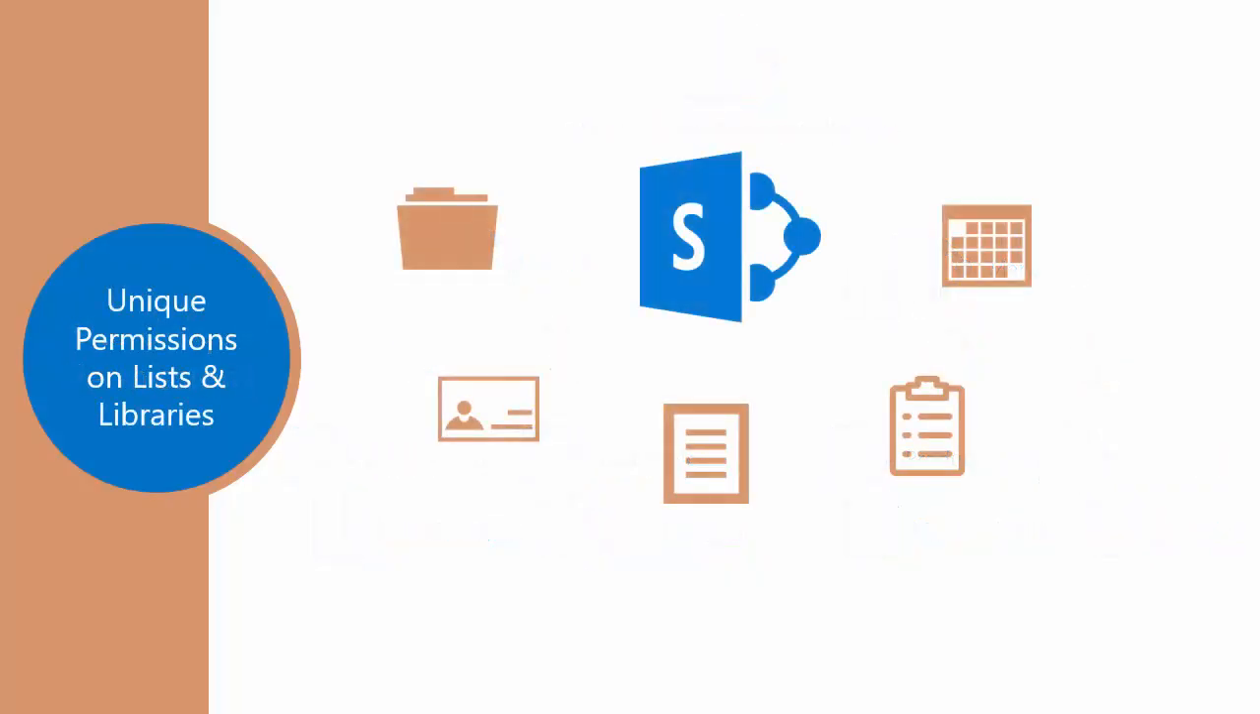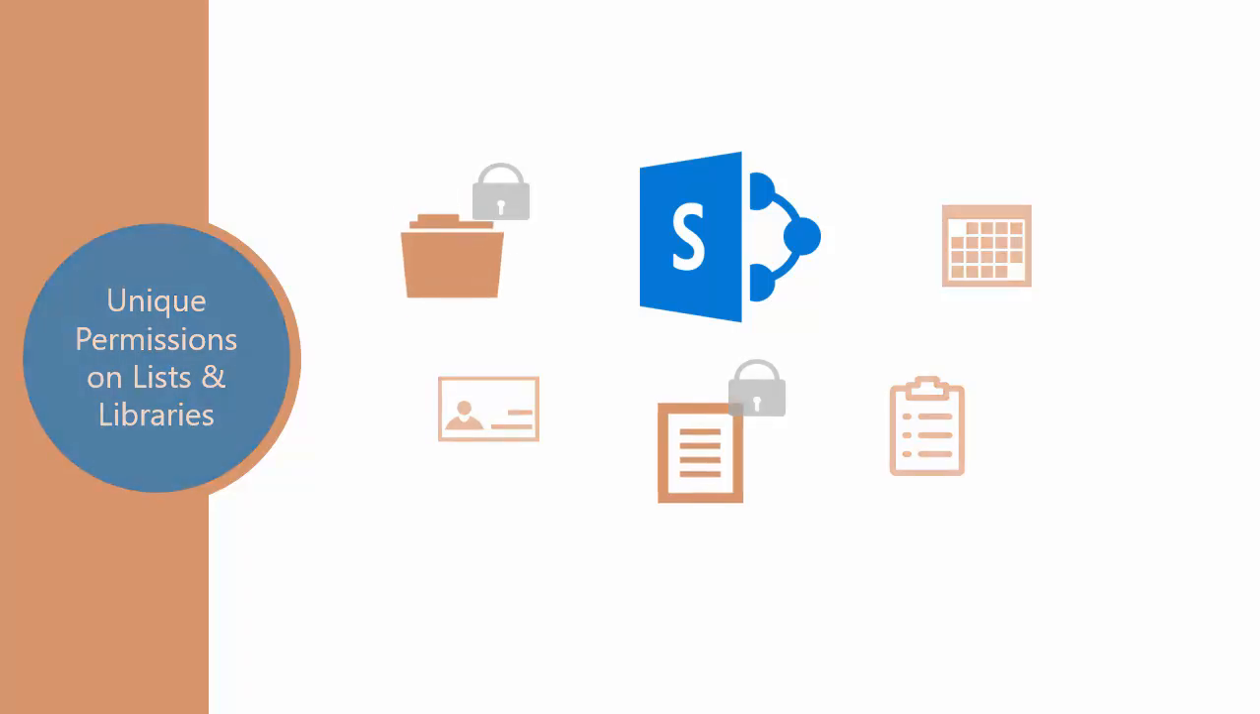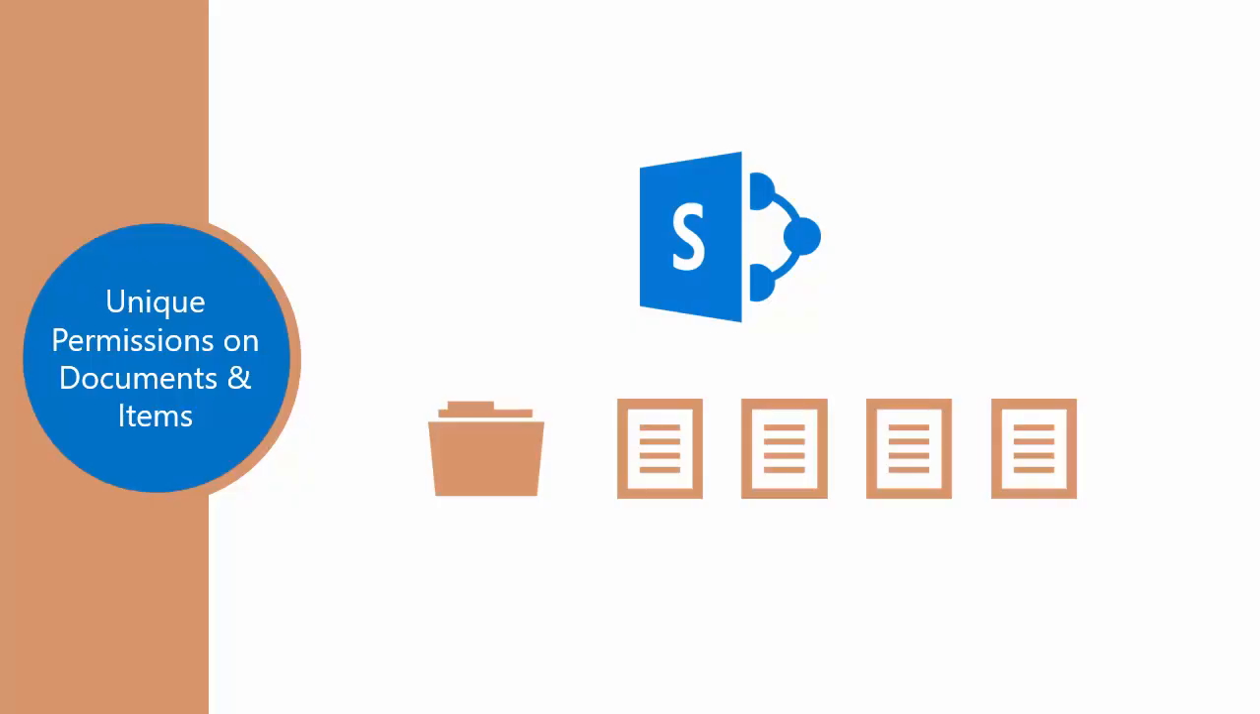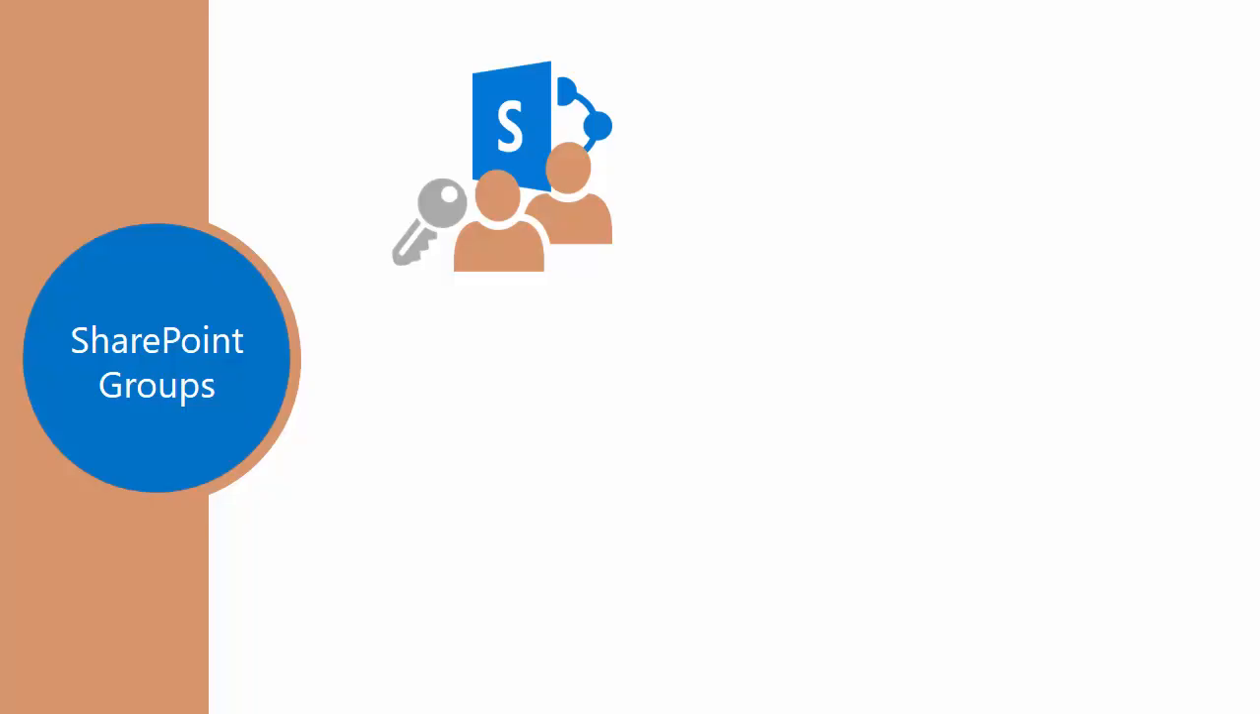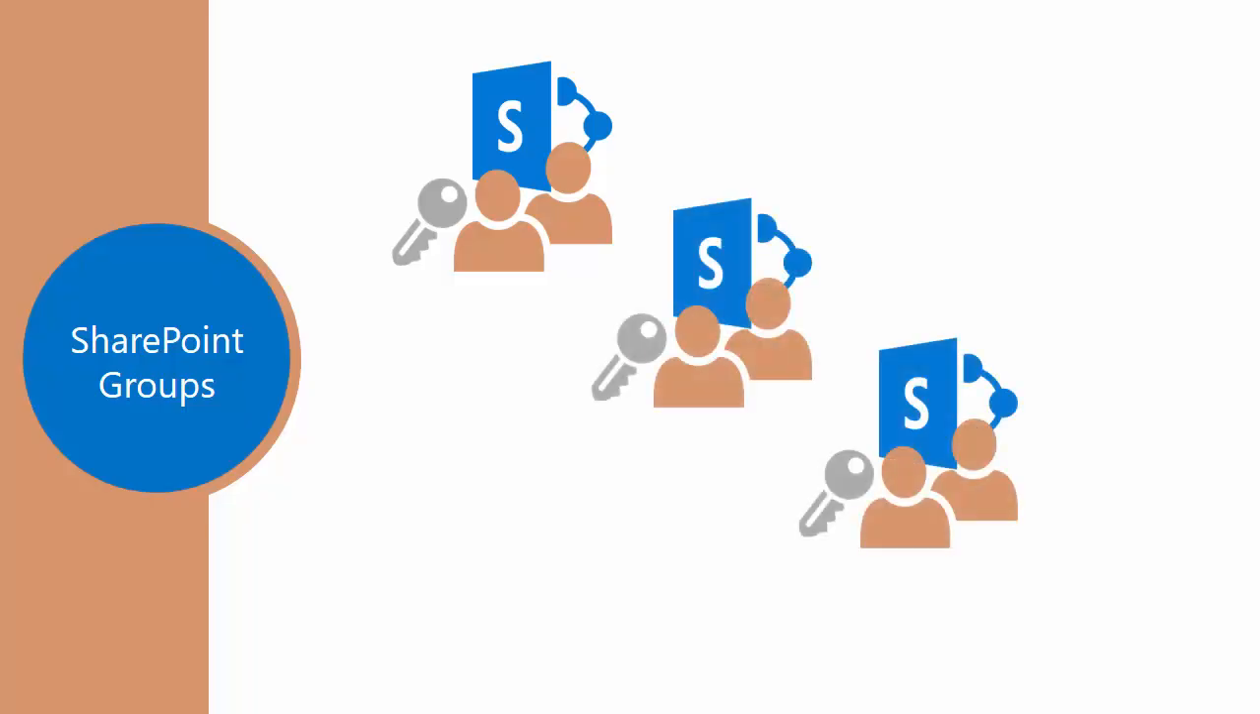Drilling down within sites, content, such as lists and libraries, can also have their own unique permissions. Even more granular permissions can be set on folders and even individual documents, but as you'll see in another clip, these more complex permissions can cause problems. SharePoint uses groups of people to manage access. Groups, in turn, are granted specific permission rights to SharePoint sites and content.